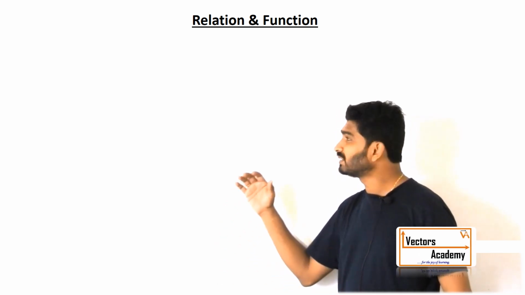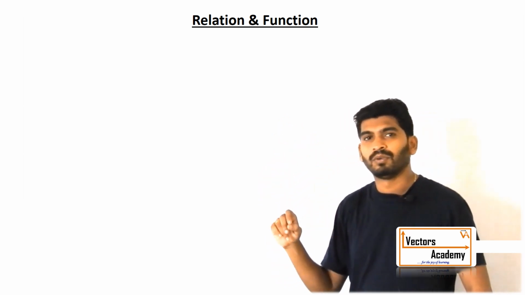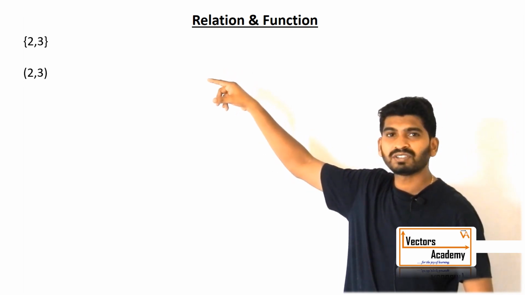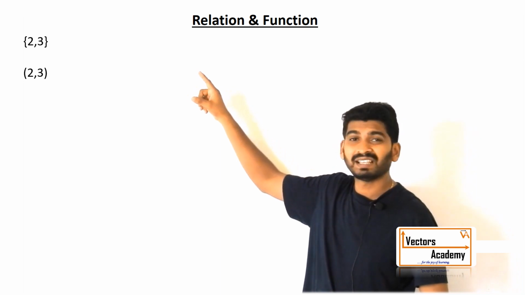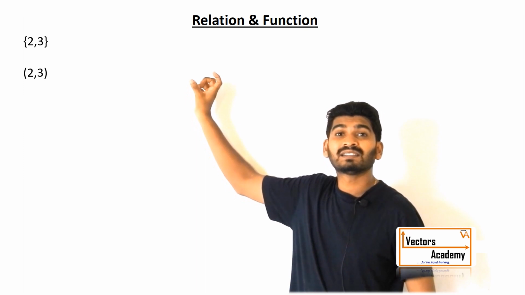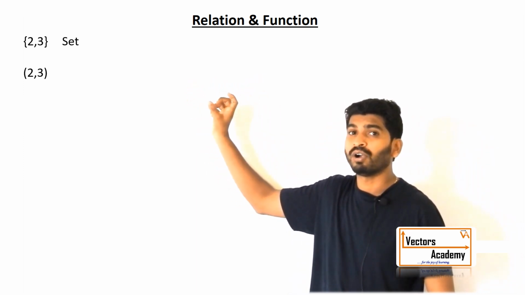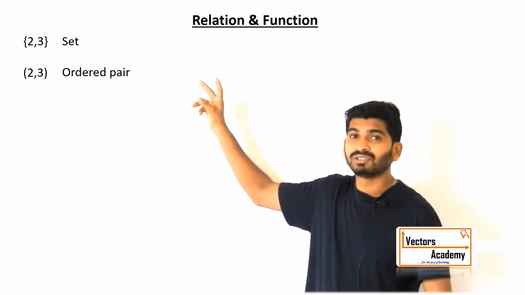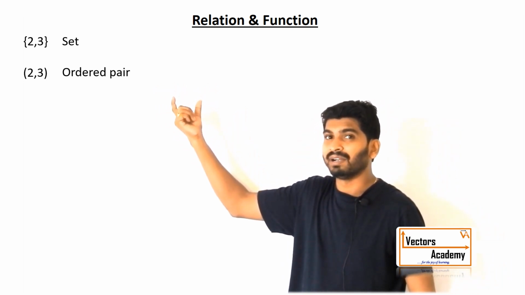Hi. So let's start with the revision of our first chapter, sets, relations and functions. Now, consider these two notations. Both the notations contain the elements 2 and 3, right? But the first one is in curly brackets and the second one is in round brackets. The curly brackets indicate that it is a set, whereas the round brackets indicate it is an ordered pair. The set contains two elements, 2 and 3, whereas the ordered pair itself is a single element.